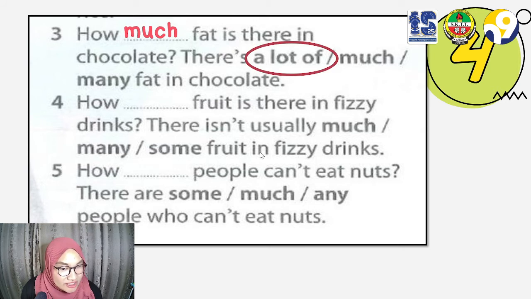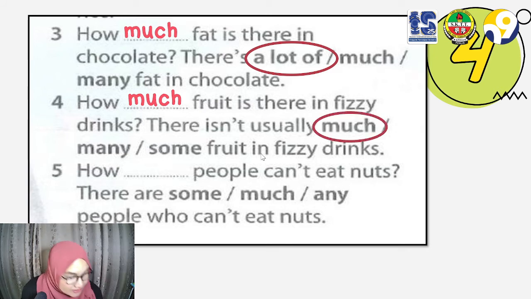Okay. Next one, the answer is there's a lot of fat in chocolate. Terdapat banyak lemak di dalam coklat. Number 4, how much fruit is there in fizzy drinks? There isn't much fruit in fizzy drink. This is also a negative sentence, so kita boleh guna much untuk negative sentence.